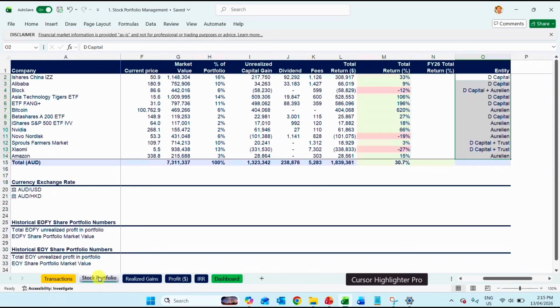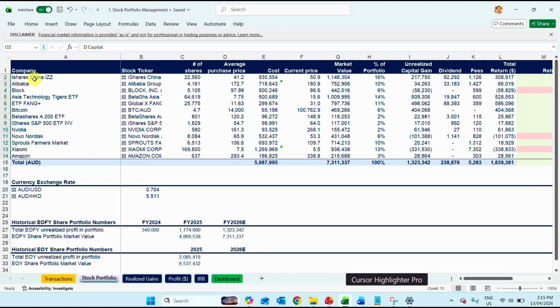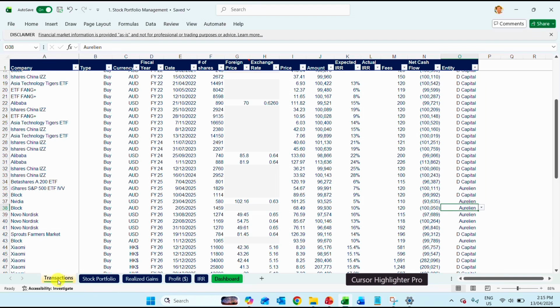Tab number 2, stock portfolio. So that's this little table. So we've got all our investment here. We've got stocks here, number of shares, average purchase price, cost, current price, market value. So all of these numbers will update automatically based on the tab transactions.